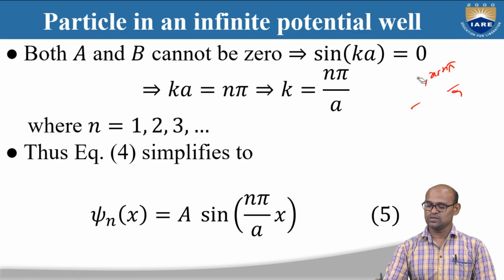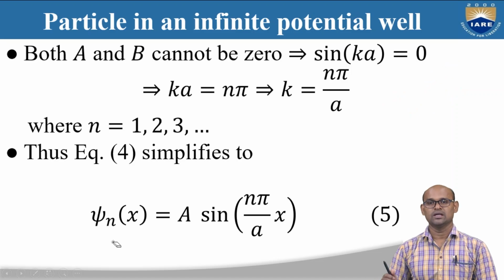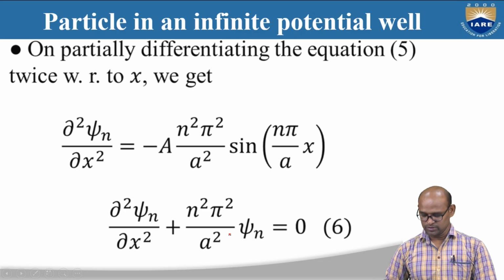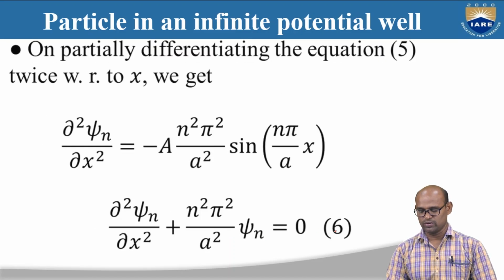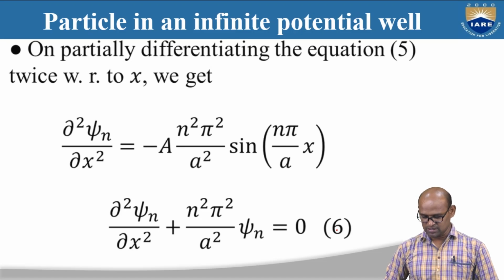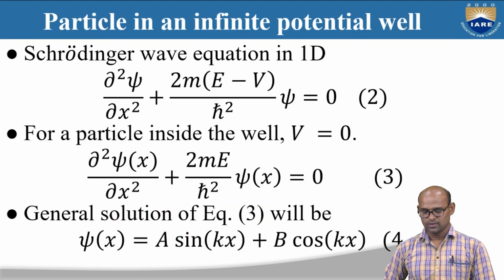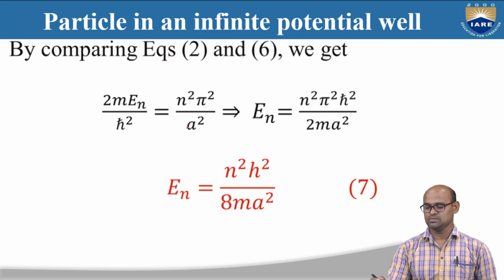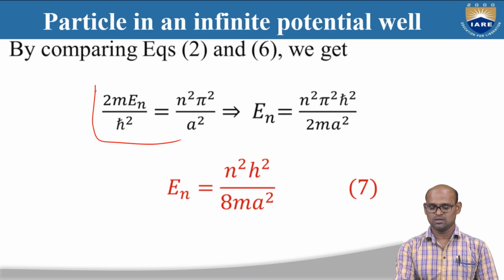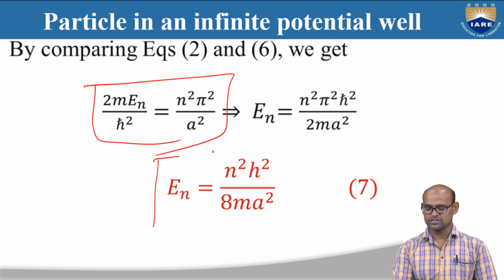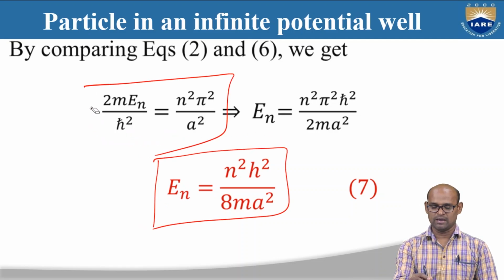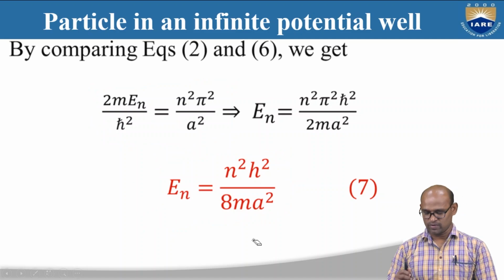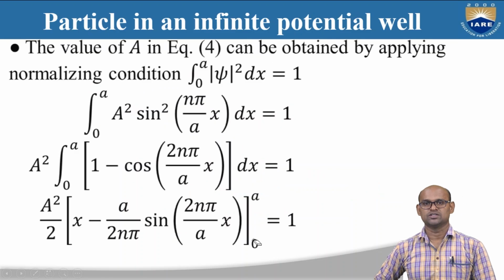By substituting this in the wave function equation, we get psi n of x as A sin n pi by a into x. We differentiate this equation twice, and we end up with equation 6. Comparing this equation and equation 3, I get these two terms. From this I can find the values of energy, which is n square h square by 8 m a square. So we have found the expression for energies.